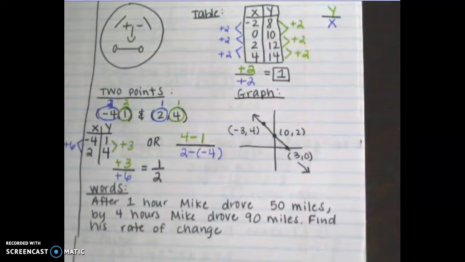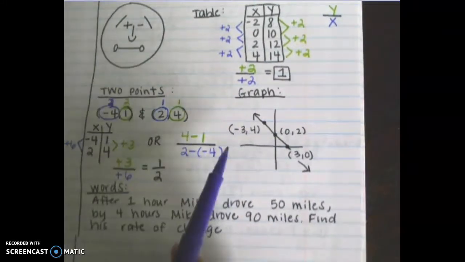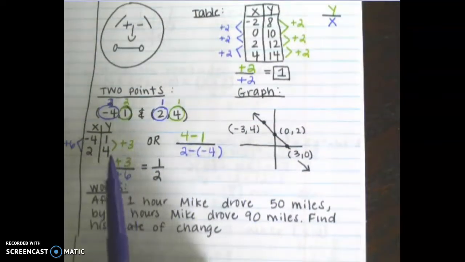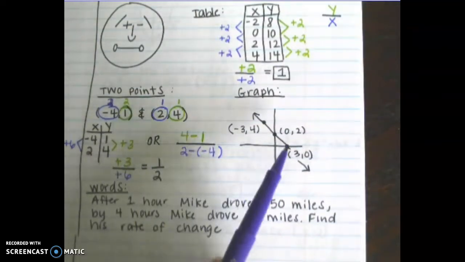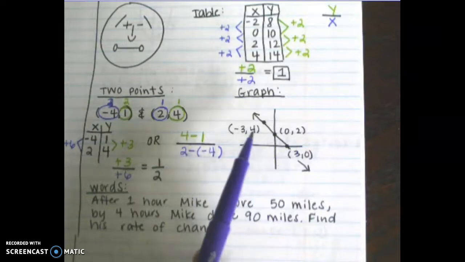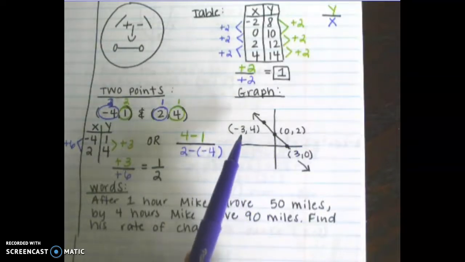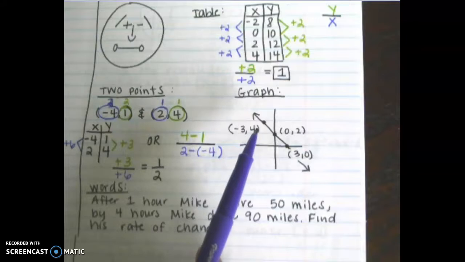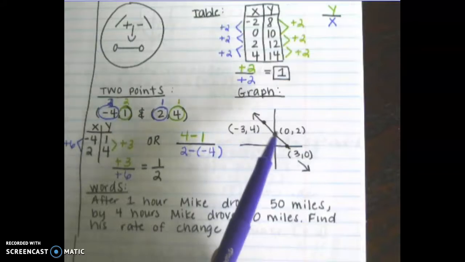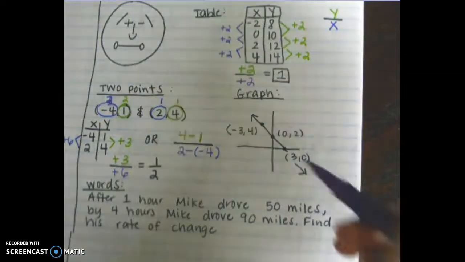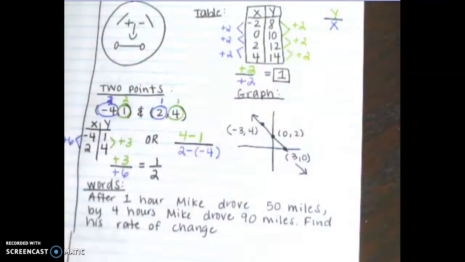All right, if I give you a graph, this is a line, so it doesn't matter which 2 points you pick. You could take 2 points and stack them like a table, or you can take 2 points and do y minus y over x minus x. It doesn't matter. You could also make a little slope triangle and do rise over run. It's going to give you the same exact answers. So I'm going to pick these 2 points.